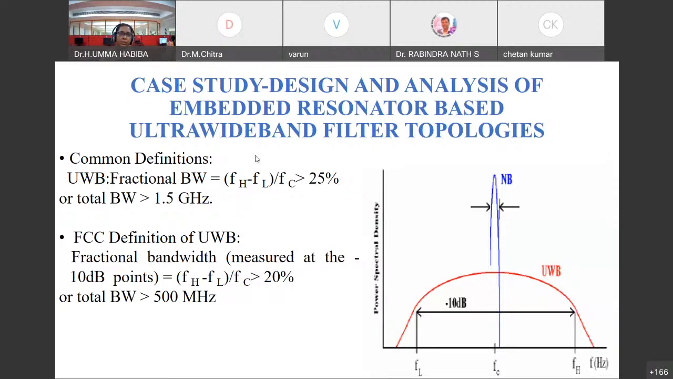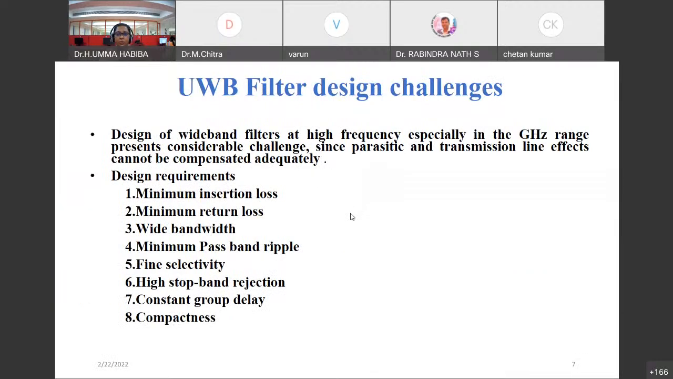So the aim is to design ultra wideband filter topologies. Then after that, what are the design challenges in the design of ultra wideband filter topologies? When you consider a high frequency band pass filter, obviously we have to consider parasitic and transmission line effects. So by considering all these parasitic and transmission line effects, we can design this filter.